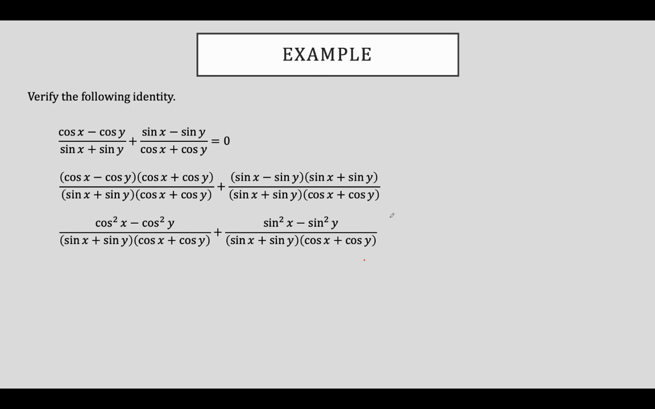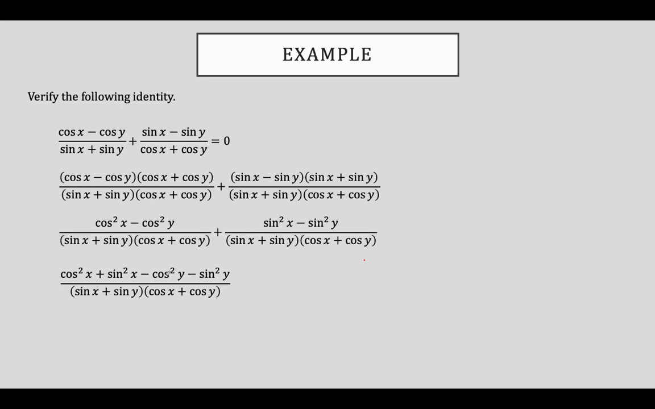All we need to do to combine our fractions is add the tops, and the bottom stays the same. That leaves us with cosine squared x plus sine squared x. So there's my plus sine squared x. And notice I've grouped the x terms and the y terms together. Minus cosine squared y minus sine squared y. All right? Grouping our x terms together and our y terms together.